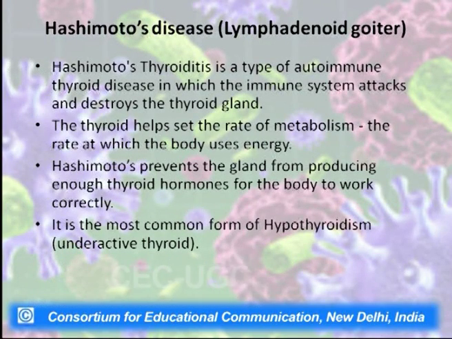So, coming first to Hashimoto disease or lymphadenoid goiter, as I said, it is a type of autoimmune thyroid disease in which the immune system starts attacking and destroying the thyroid gland. The autoantibodies are produced against the thyroid gland. The thyroid helps set the rate of metabolism, that is the rate at which the body uses energy. Now, what happens? Hashimoto's prevents the gland from producing enough of the thyroid hormones for the body to work correctly. It is the most common form of hypothyroidism or underactivity of the thyroid gland.